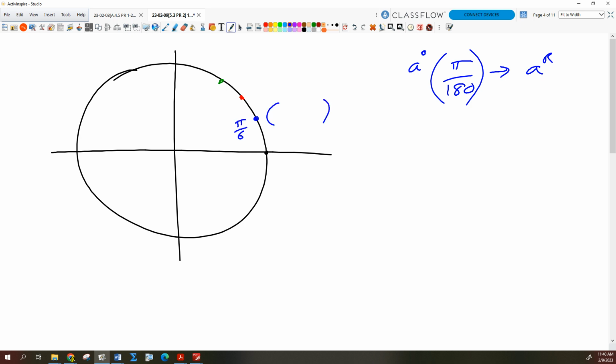And the coordinates there are going to be the point, right? So I'm going to get square root of 3 over 2, square root of 1 over 2, which is just 1 over 2, right? Does that make sense? Okay.